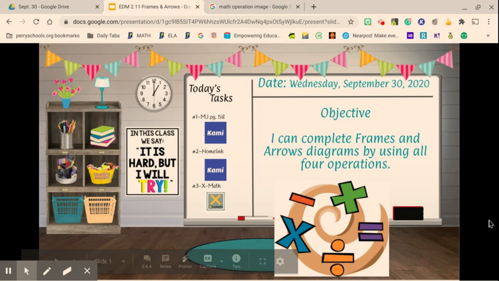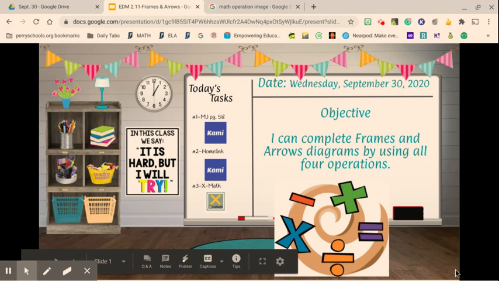Hey guys, so your objective today is to complete frames and arrow diagrams by using all four operations. When we think about operations in math, we are looking at addition, subtraction, multiplication, or division. Those are our types of operations in math.